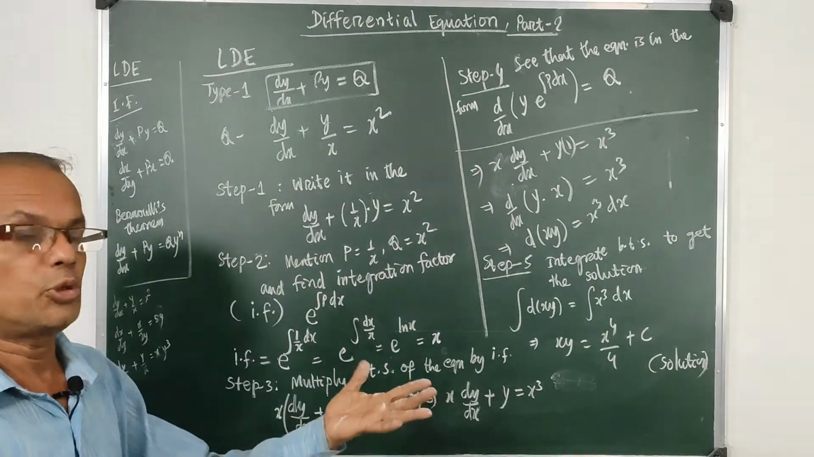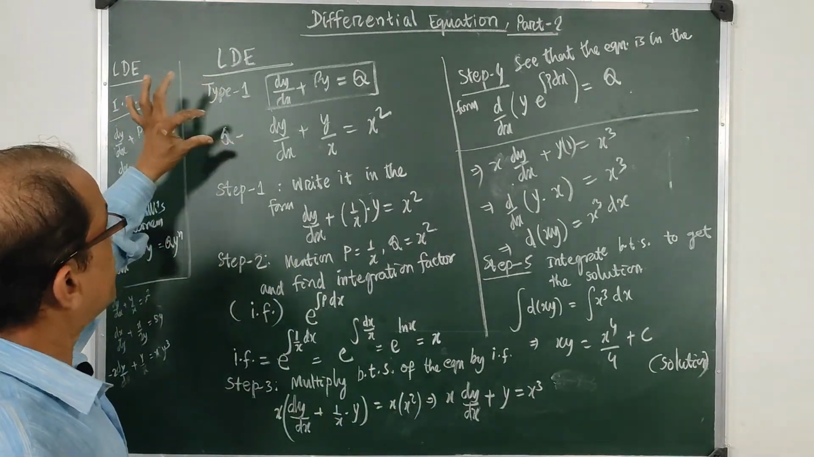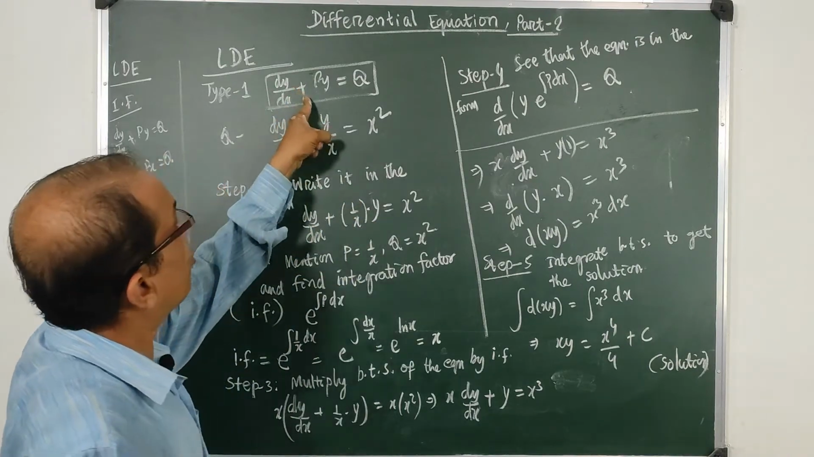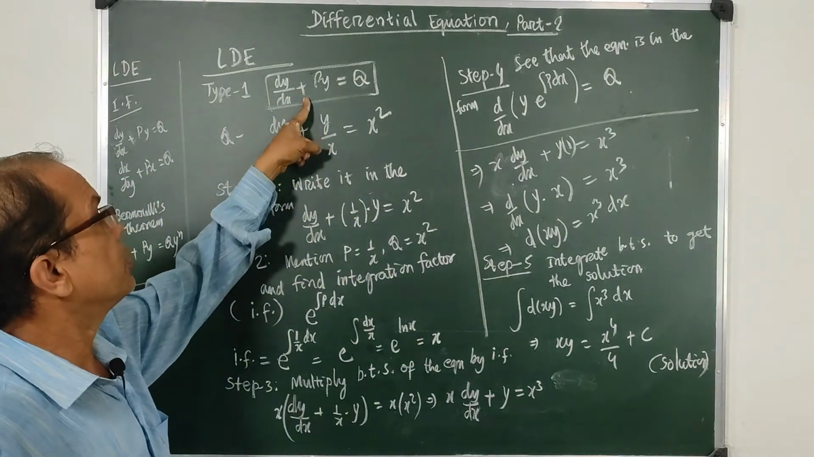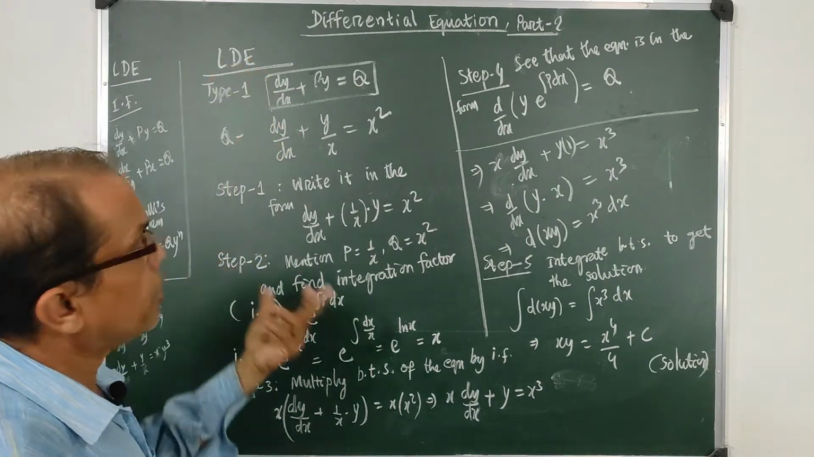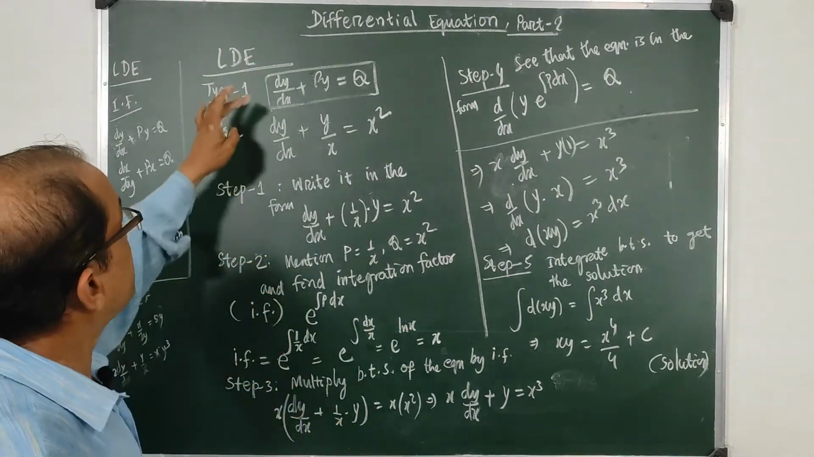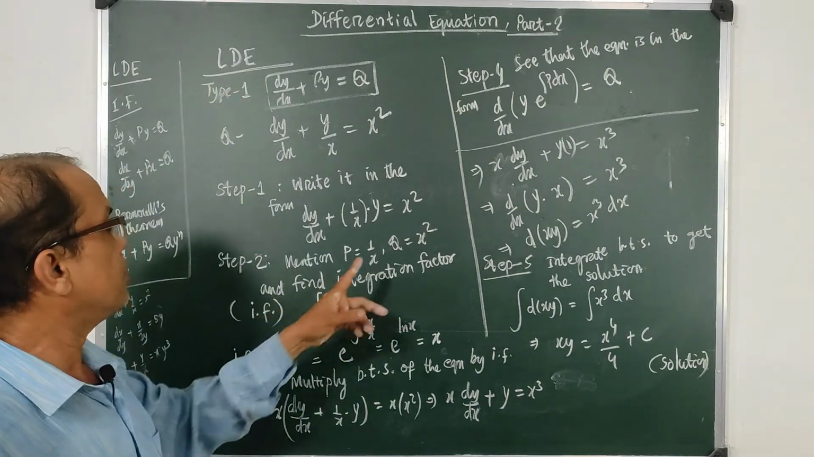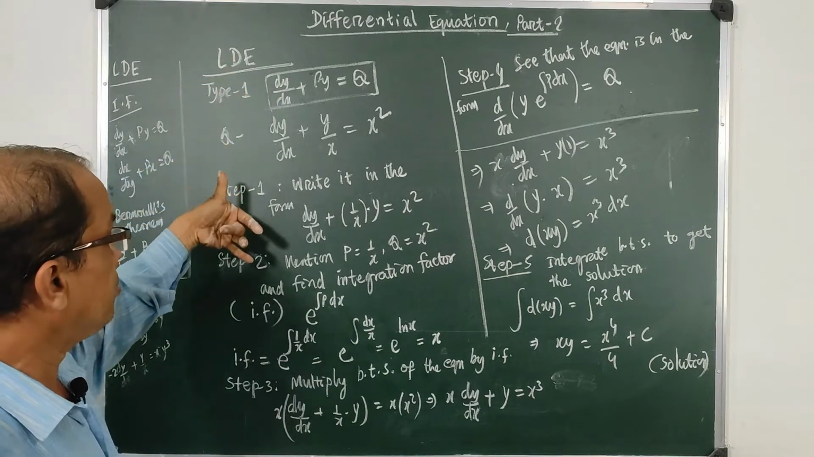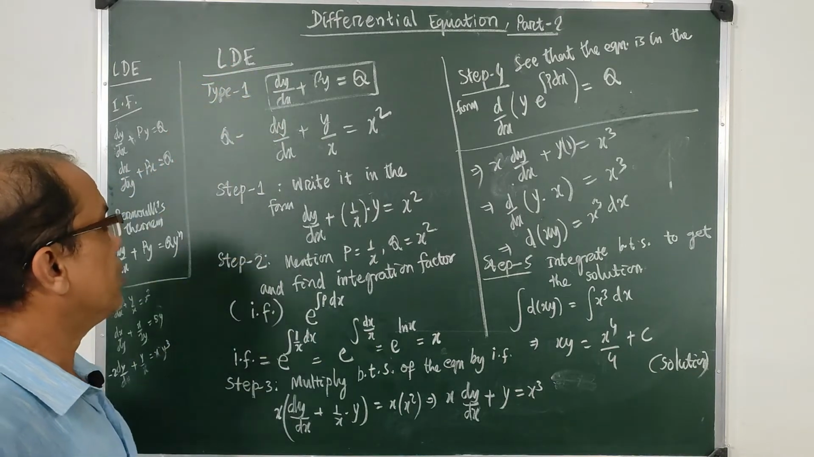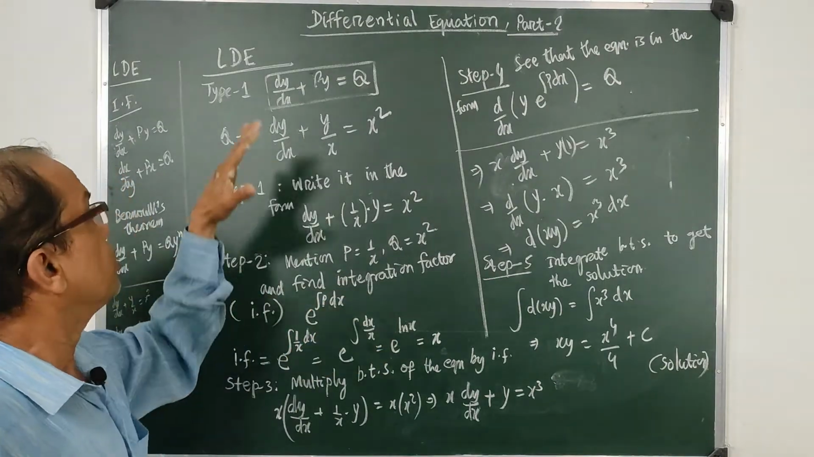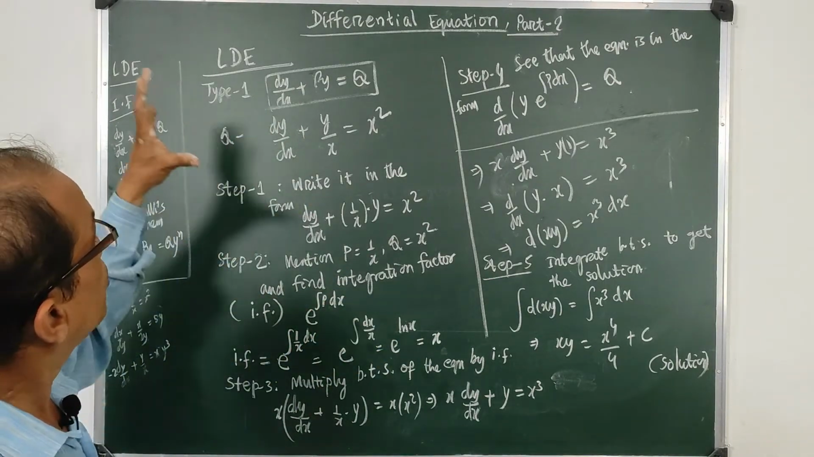So what have we done? In the first step we put the given equation in the linear differential equation form, and see whether it is a dy by dx type or a dx by dy type. If it is dy by dx type, then the integrating factor will be e to the power integration of p dx. If it is dx by dy, then the integrating factor will be e to the power integration of p dy. So this is the method to solve the first kind.